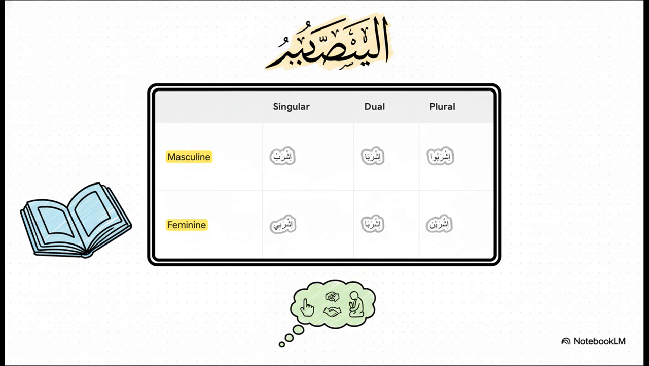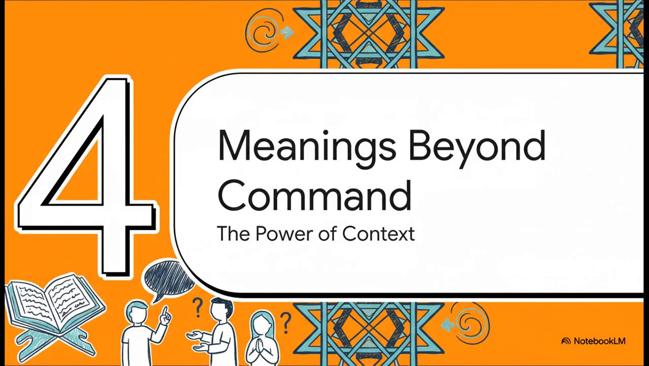Let's do one more just to really nail this down. To drink, shariba. Same deal. The middle letter doesn't have a dhamma in the present tense, so the imperative kicks off with a kasra. Ishrab, ishraba, ishrabu. See? Once you get the hang of that middle vowel rule, the whole pattern just clicks into place. It's really predictable.